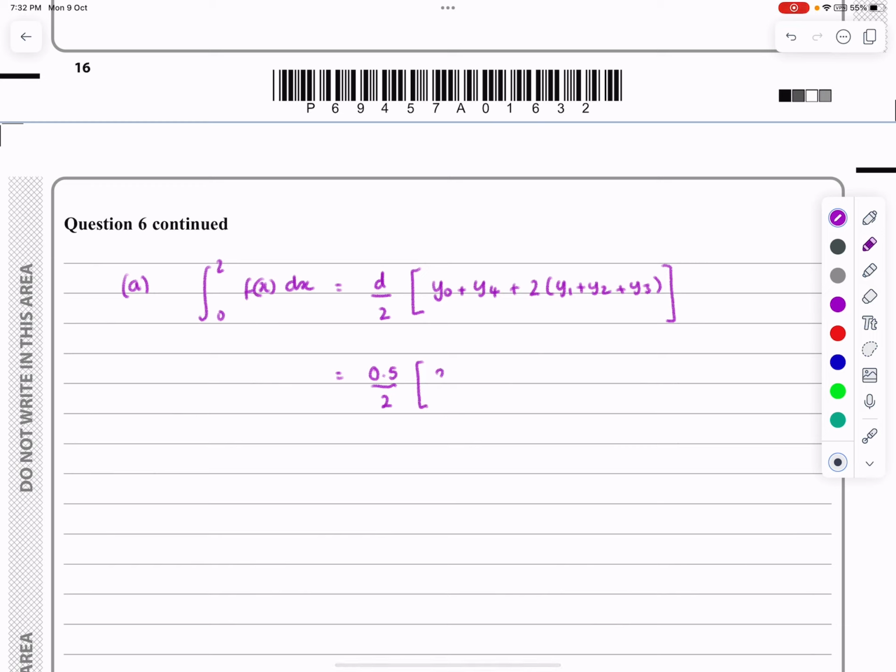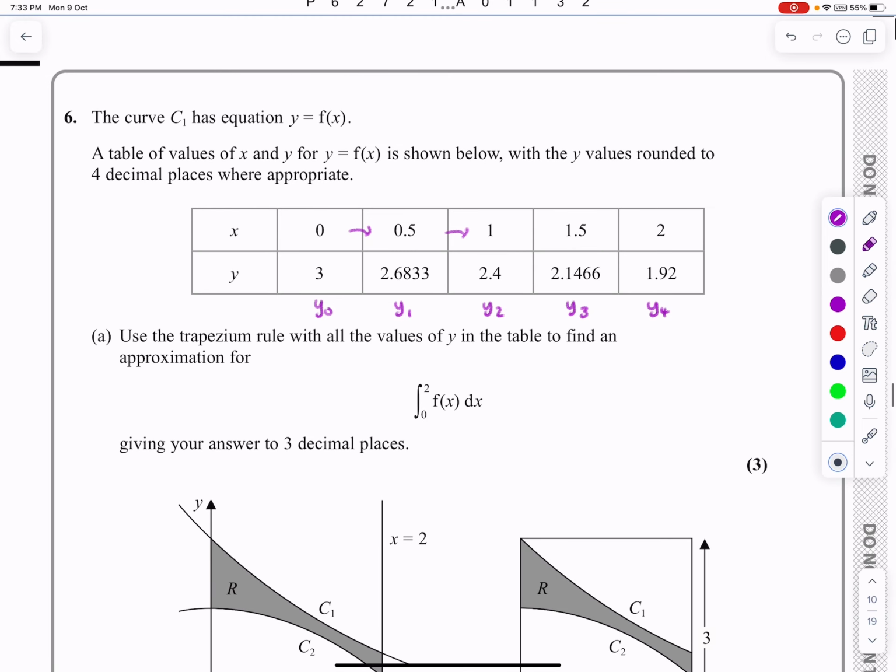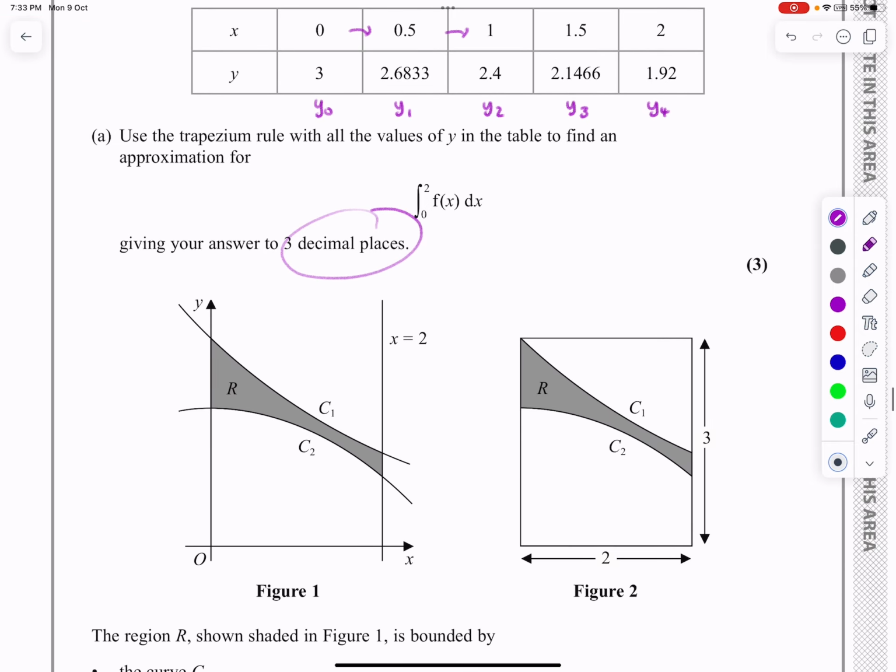And then these values are all on the table. So 3, 1.92, 2 lots of 2.6833 plus 2.4 plus 2.1466. That's more than enough method marks, and also it means I'm most likely to not make a mistake if I have all that information written down. If I work that out, stick that into the calculator, it works out to be 4.845, and going back and just checking, it says give your answer to 3 decimal places.